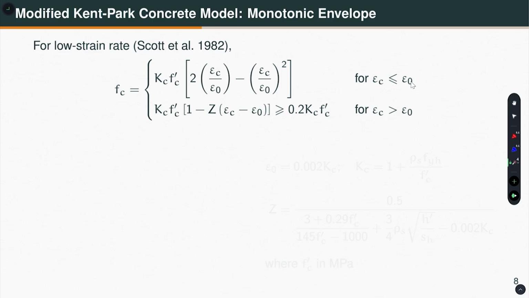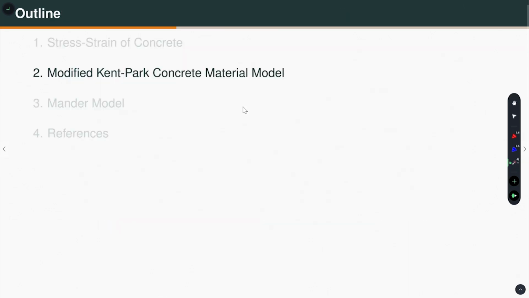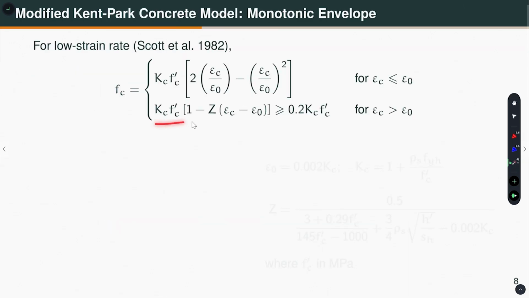Then after that, for design purpose, we assumed it is constant, but actually as you have seen, if you go back, all these curves are kind of coming down, depending on the confinement. So, to model that, this equation is used with a residual strength which is given by 20% of Kc into Fc prime, that means 20% of this magnitude. Okay. What is this parameter Z? Let us look into it.